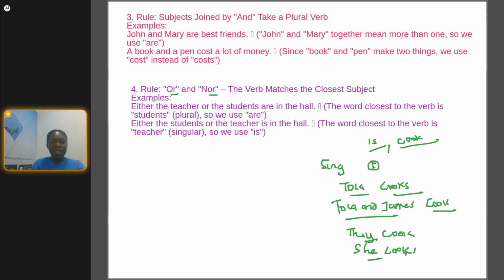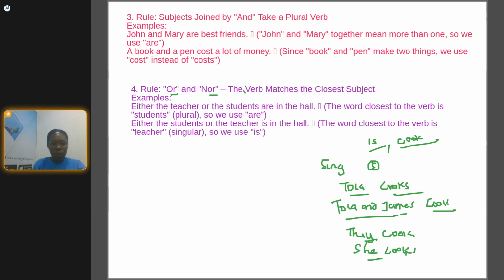Now, this rule says the verb matches the closest subject. The verb matches the closest subject. Okay, so it means that in a sentence like Tola and James cook, the closest subject to cook is James. Okay, the closest subject to cook is James, not Tola. Tola is not the closest subject to cook. So this rule is saying the verb matches the closest subject.